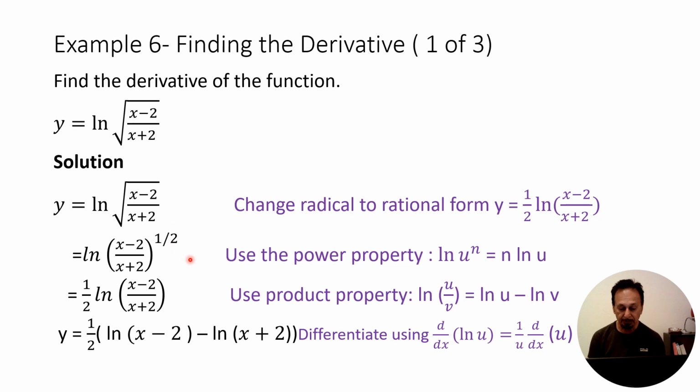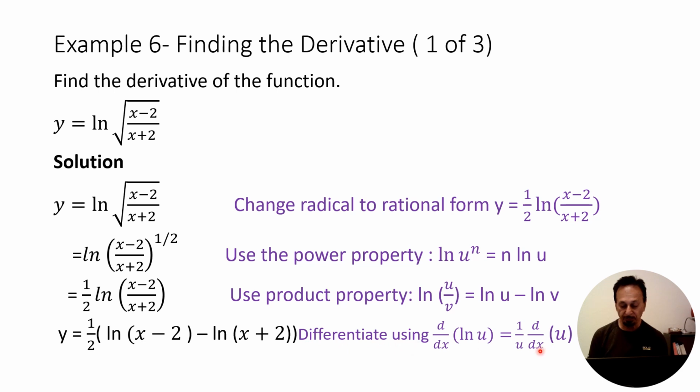And then we apply this power rule or property: natural log of u to the n is n times natural log of u. If you apply this accordingly, I have to bring the power 1/2 down and write natural log of x minus 2 over x plus 2. So it's still very complicated. It's a log of a quotient, so we can apply this property: natural log of u over v is natural log of u minus natural log of v. Keep the 1/2, put the parentheses, and then write the natural log of the numerator x minus 2, and then minus the natural log of x plus 2.